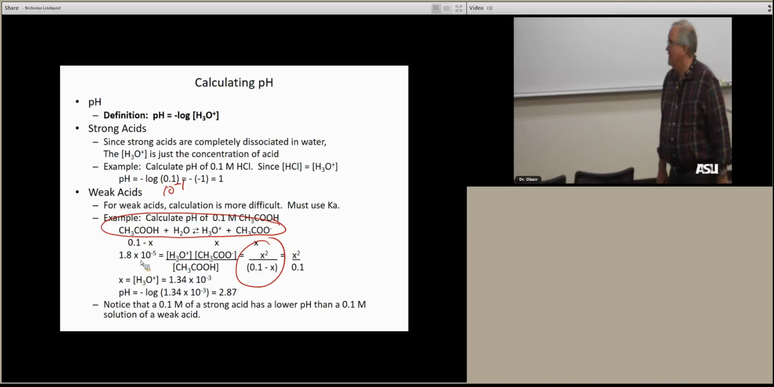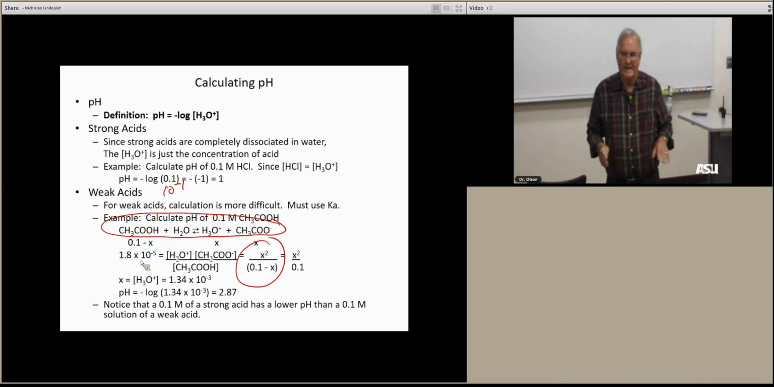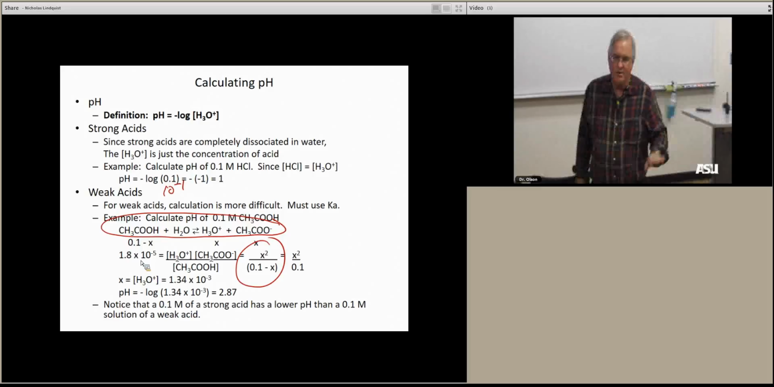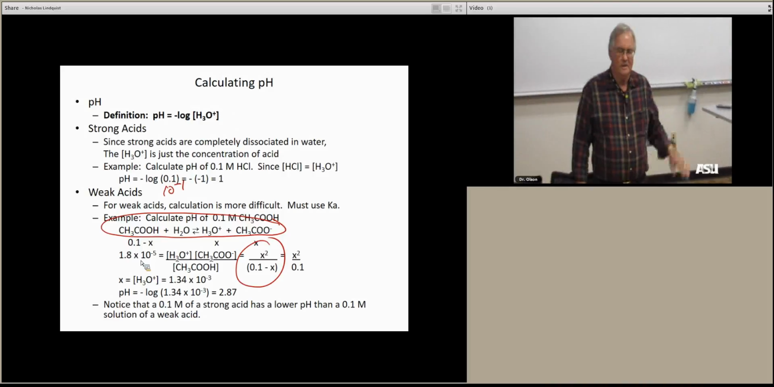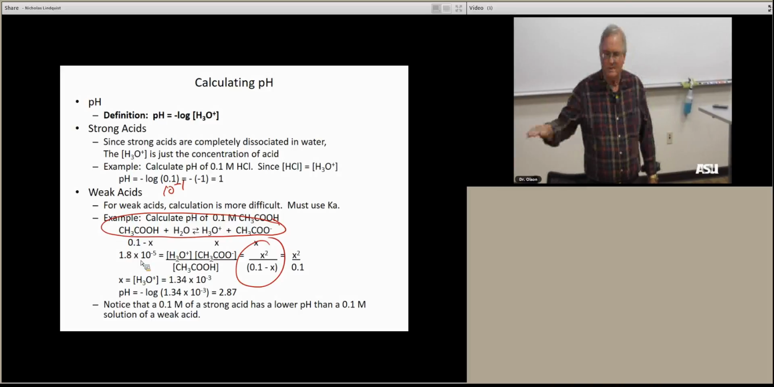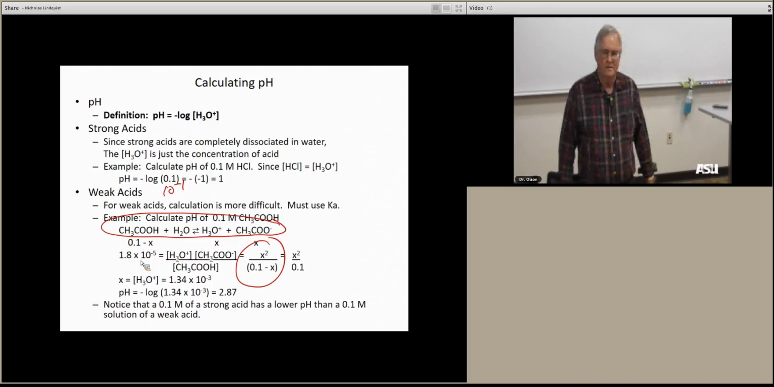Okay, so notice that we have two 0.1 molar acid solutions. We had 0.1 molar HCl, and we have 0.1 molar acetic acid. The pH of 0.1 molar HCl is 1. The pH of 0.1 molar acetic acid is 2.83. Same concentration, but one's a weak acid and one's a strong acid. They have different pHs. Okay?